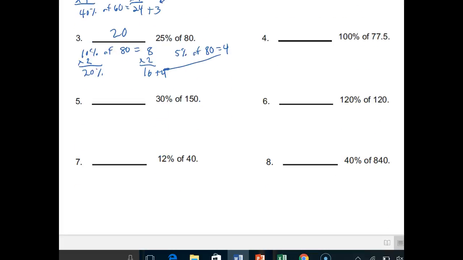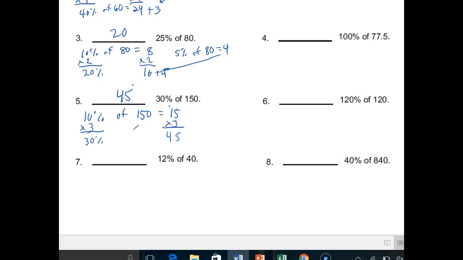30% of 150. I'll say, what's 10% of 150? I'll get 15. Okay, so how do I get to 30? I just multiply by 3. 15 times 3 gives me 45. So 45 is my answer. 30% of 150 is 45.